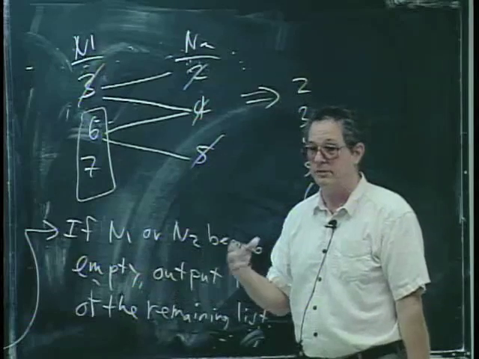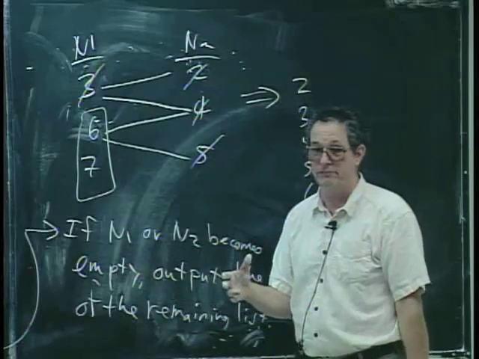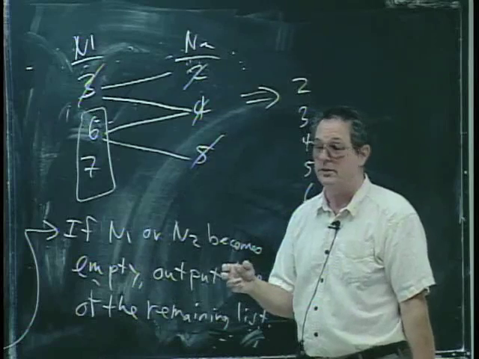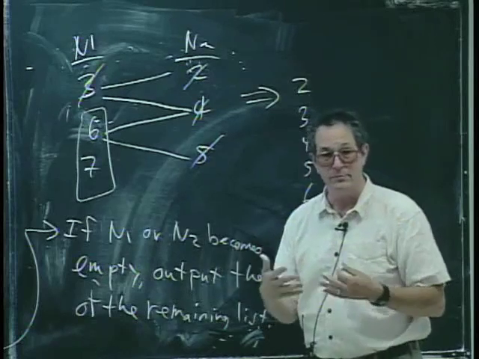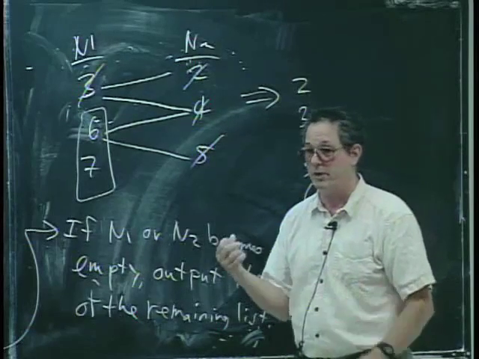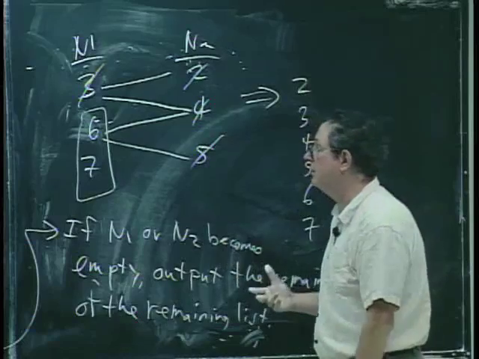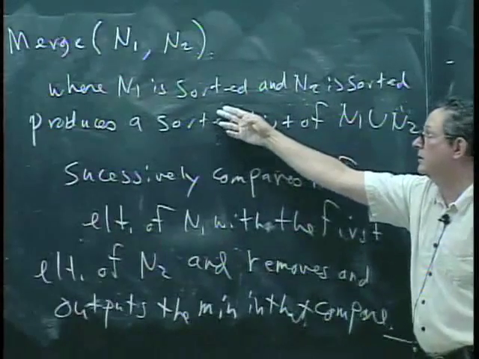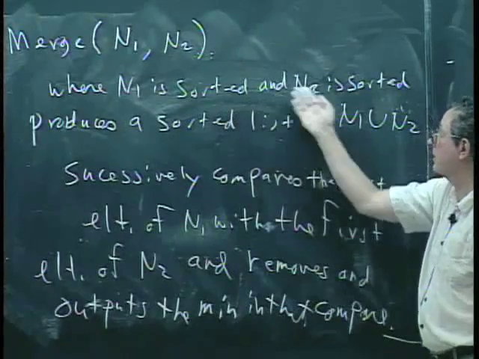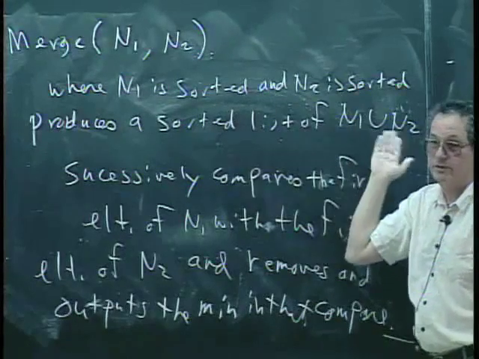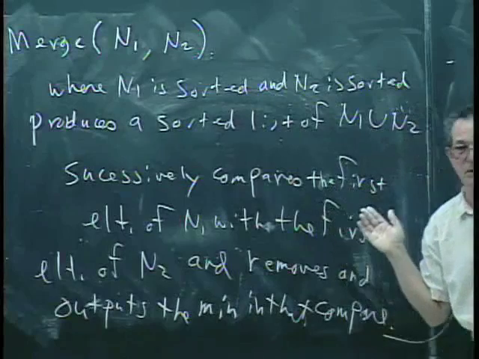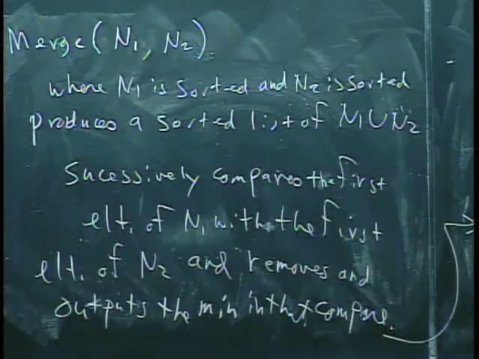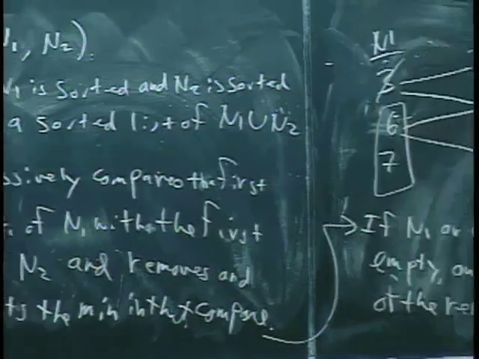So I'm going to leave it to you to convince yourself that merge is correct. When looking at algorithms, we always first want to know that the algorithm is correct. Does it actually take in two sorted lists and produce a sorted list of their union? If I wanted to prove that formally, by the way, how would I do that? What's a good general approach to proving that formally?